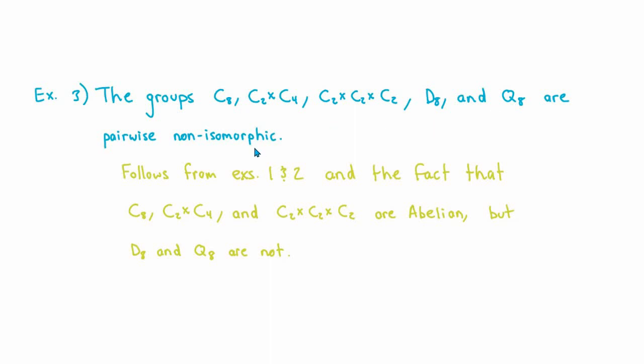Now, of course, at this point, we haven't really said why there can't be other non-isomorphic groups of order 8, but that's something that we're not going to try to deal with until later on.